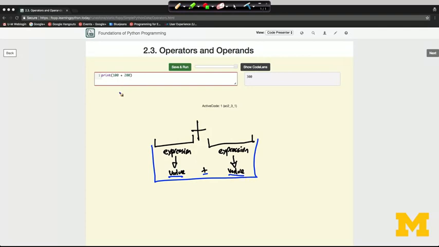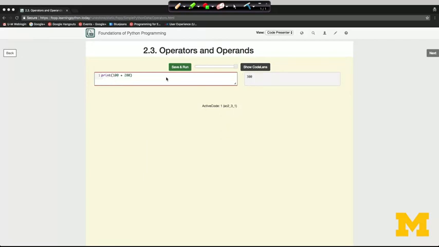So in the case of 100 plus 200, we add the value 100 plus the value 200, and the value of this overall expression ends up being 300. And remember that whenever we call print, we print out the value, not the expression itself, and so 300 gets printed in our output. Beyond the addition operator, Python includes many other kinds of operators.